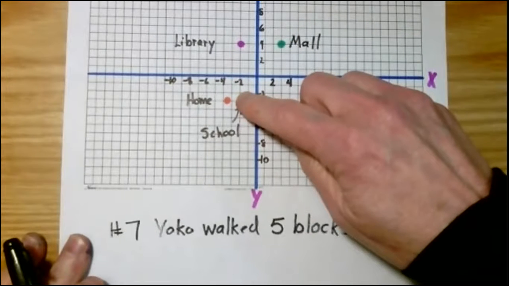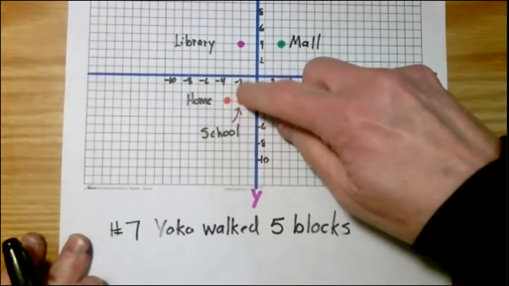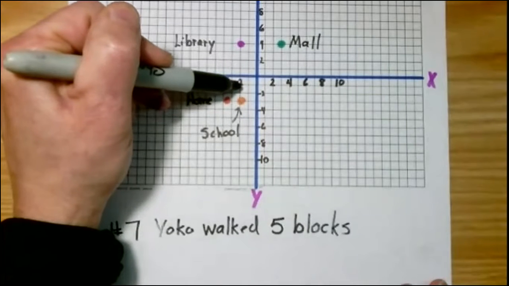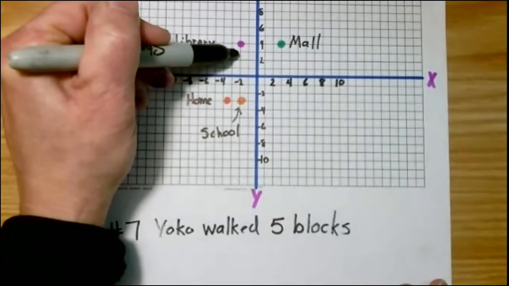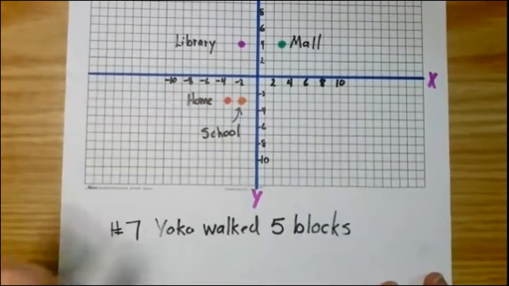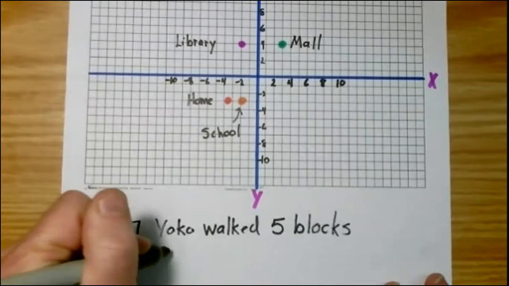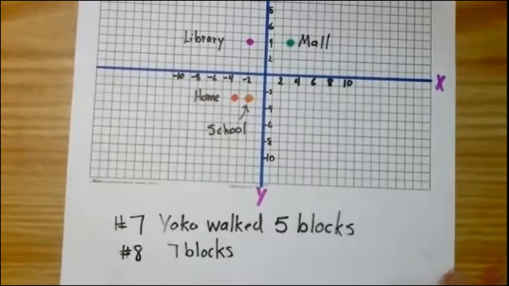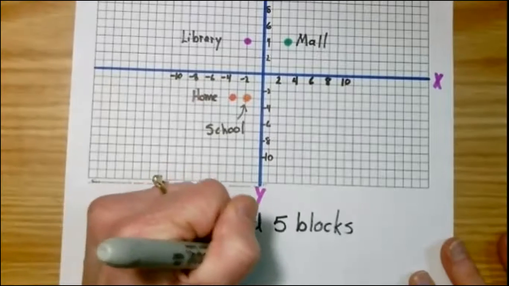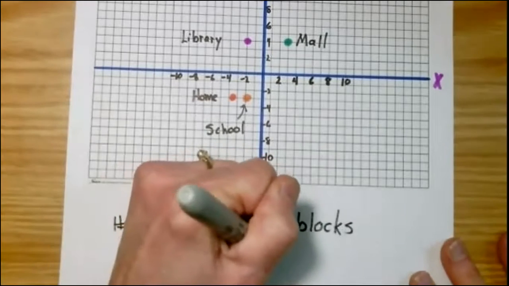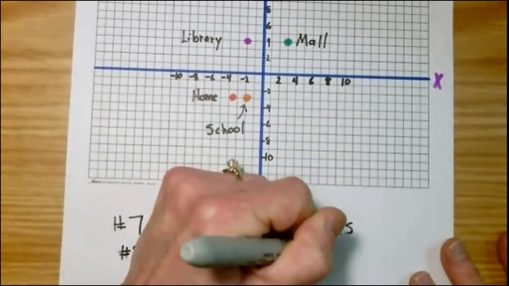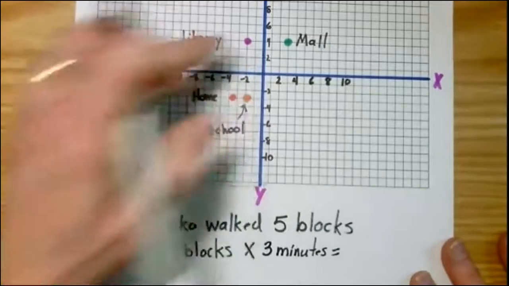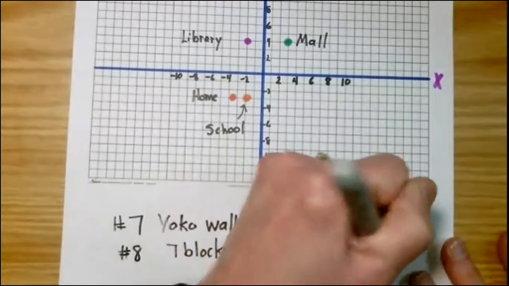Every time she moves a line, it takes her 3 minutes. So we have to figure out how far this is, first of all. So let's count the distance. 1, 2, 3, 4, 5, 6, 7. So this is number 8. So she has to go 7 blocks. And it takes her 3 minutes per block. So we're going to times that by 3 minutes. So it takes her how many minutes to walk from the school to the library? 21 minutes.